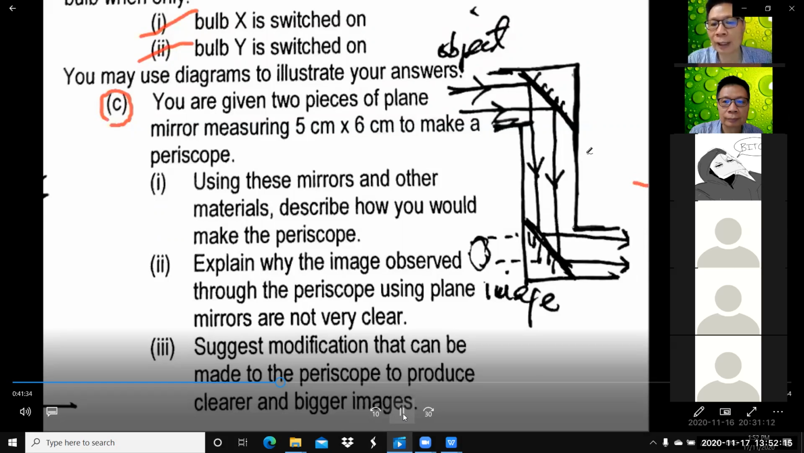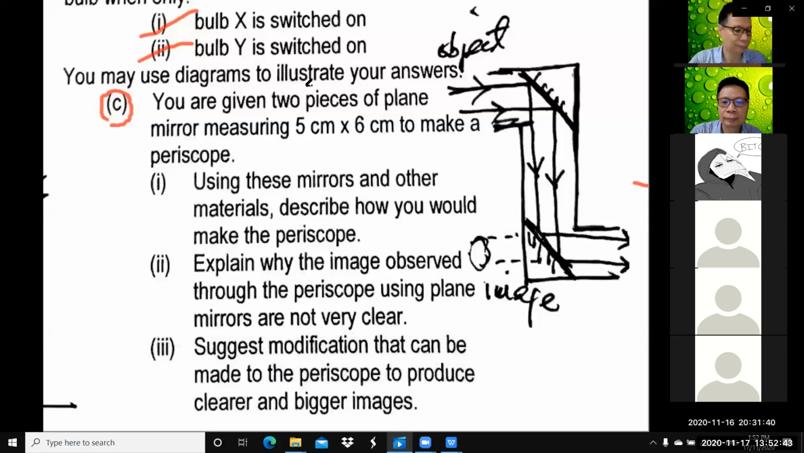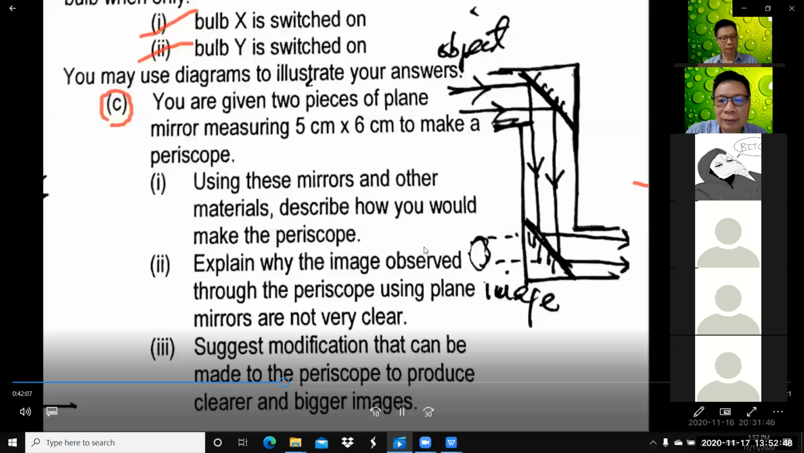And then this one, you put cardboard tube. This is the tube made from cardboard. Then here, this one is mirror, plain mirror. Here also another piece of plain mirror. You must label your diagram, because when you label properly, it helps you a lot, much easier to explain.